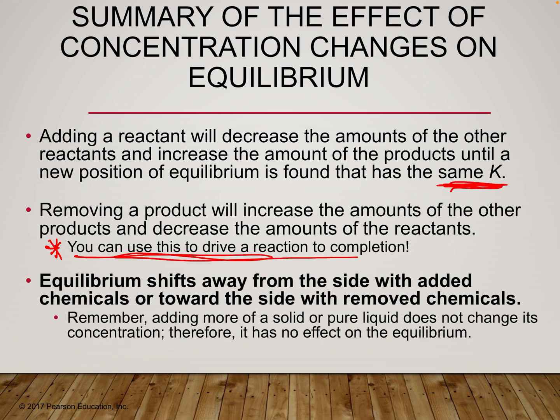And so this is what it says here. You can use this to drive a reaction to completion. So if your reaction really isn't going, or maybe it's only going like 70% or 80%, and you want it to go further, then you can remove some of the product and it will cause the equilibrium to shift and make more product and drive that reaction to completion. Again, equilibriums will shift away from the side with added chemicals and toward the side with removed chemicals. Okay, and then again, if you add a solid or pure liquid, that's not going to change any of the concentrations, and it doesn't have any effect on the equilibrium whatsoever. So in that example, you could dump solid carbon in there all day long, and it's not going to change your equilibrium whatsoever.